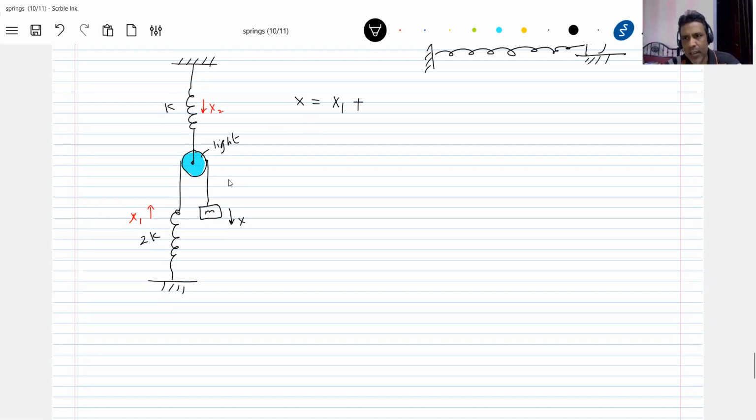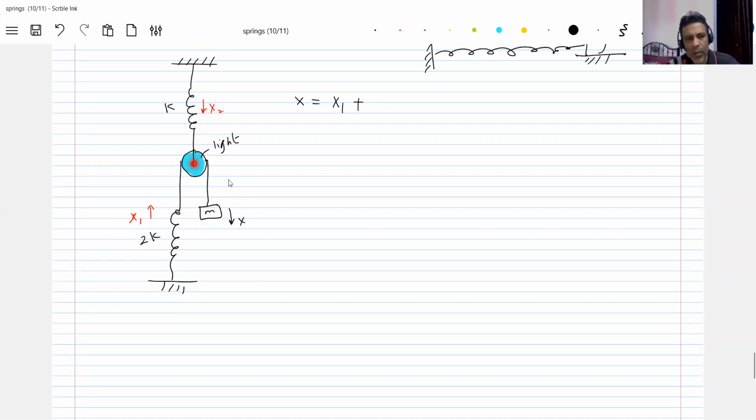Then assume that now this spring is not there. Assume that the spring K and the block is there. If I move this point on a pulley by 1 meter, then how much will the block move? By 2 meters, constraint equation. So what is the displacement of block X? Twice the elongation of this spring. I am asking you to come to the constraint equation.